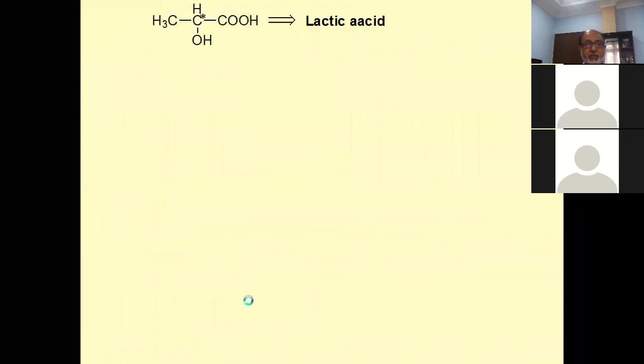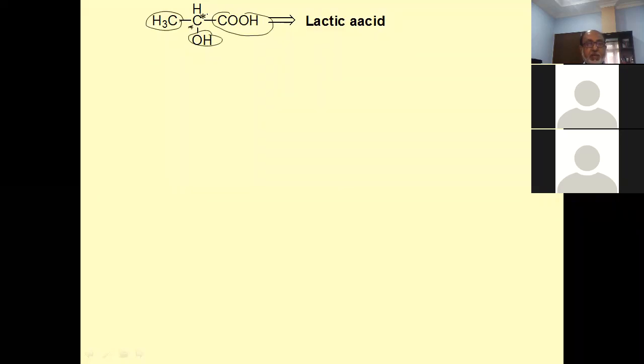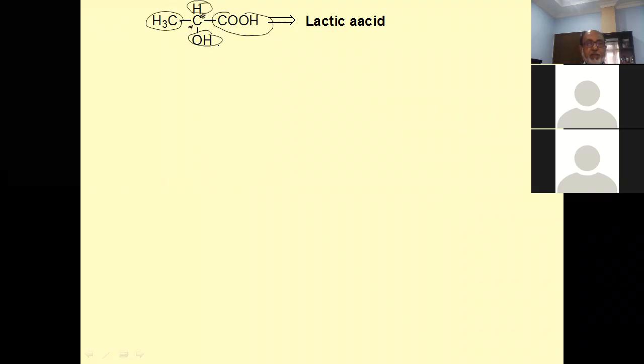Let us come to the next. So let us do it with a simple molecule, lactic acid. Lactic acid has got one chiral center, yes or no? This is the chiral center, which has got 4 different groups. A chiral center will have 4 different groups attached to it: COOH, OH, CH3, and H. So these are 4 different groups.